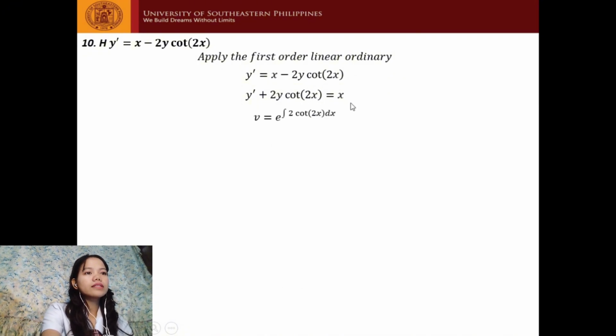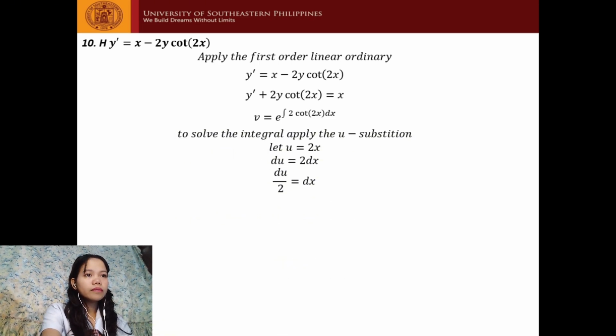So what we have here is that we can now let v be equal to e raised to the power of the integral of 2 cotangent of 2x with respect to x. For this integration, we are going to apply u substitution. We let u be equal to 2x, and du is 2 dx, so du over 2 is equal to dx. So we can now substitute.